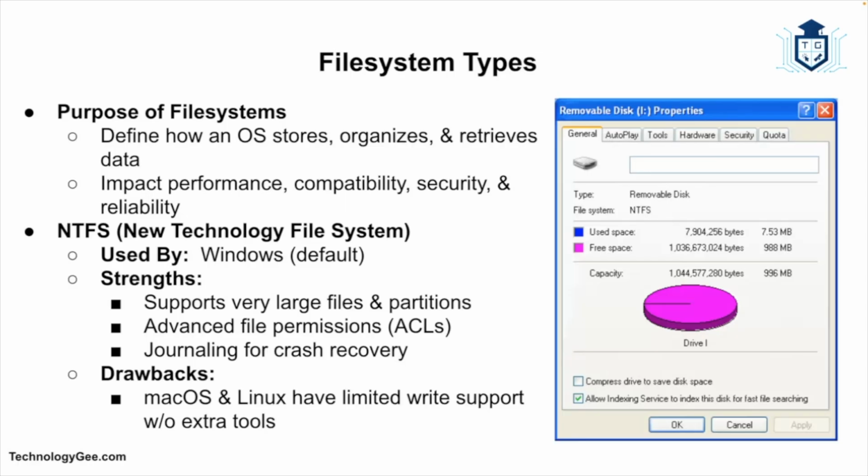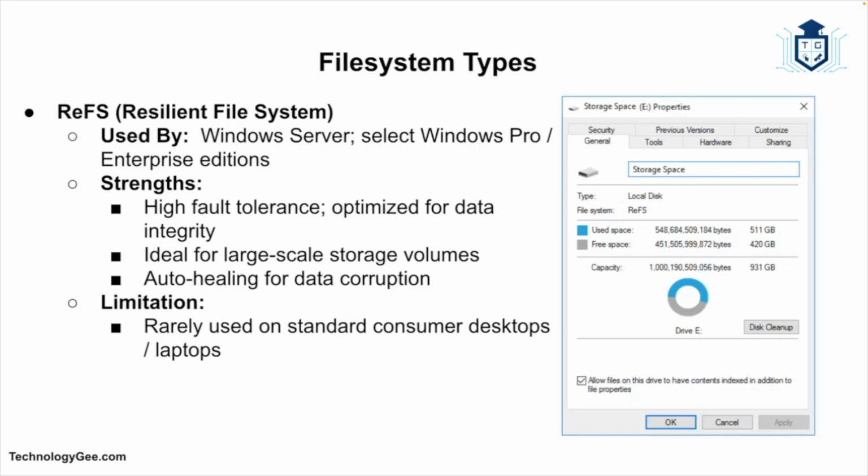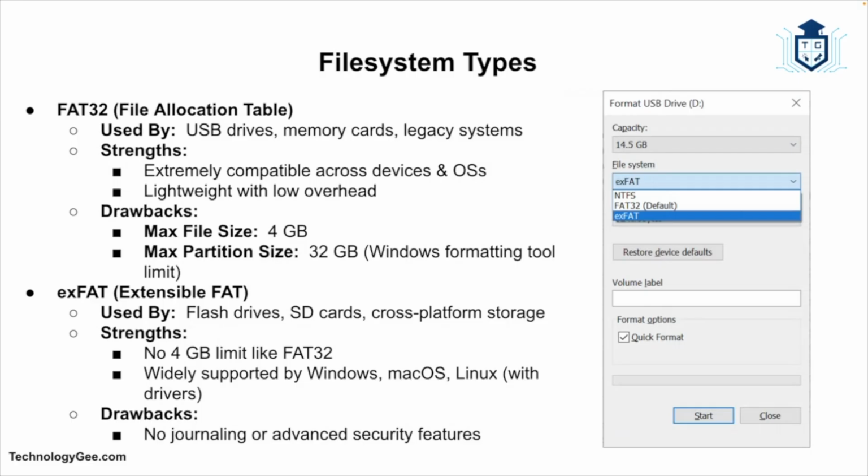All right, next we have what is called ReFS, or Resilient File System, and this is used by Windows Server and some Windows Pro and Enterprise editions. Its strengths are it has high fault tolerance, it's ideal for large data volumes, it supports auto healing for data corruption. However, it is not typically used on standard desktop PCs. You have what is called FAT32, or file allocation table, and this is used by USB drives, memory cards, and older systems. Its strengths, it is universally supported and it is lightweight.